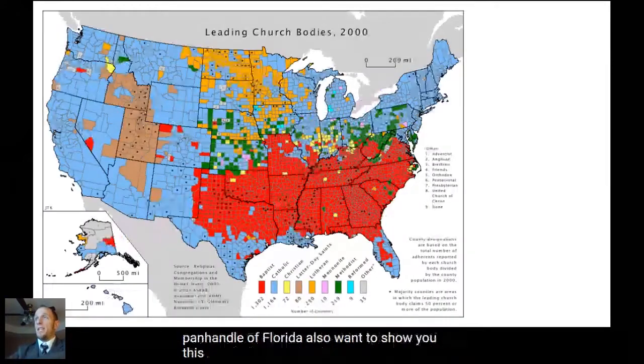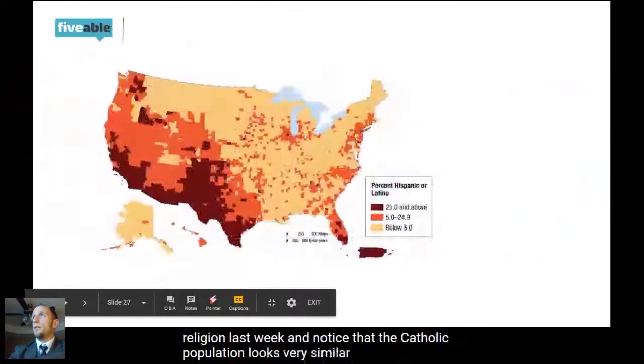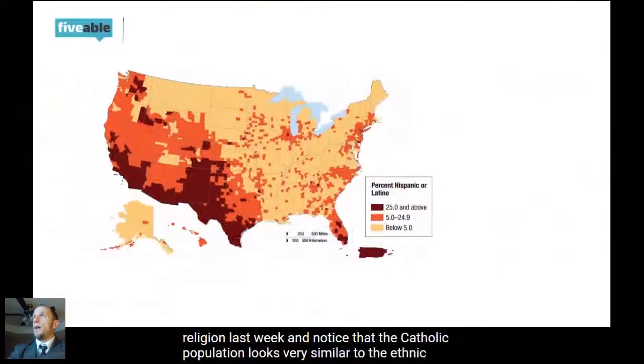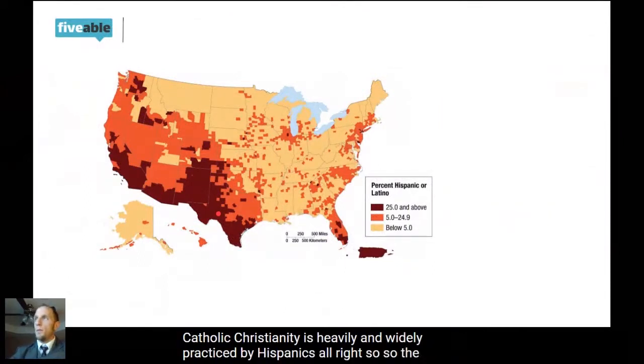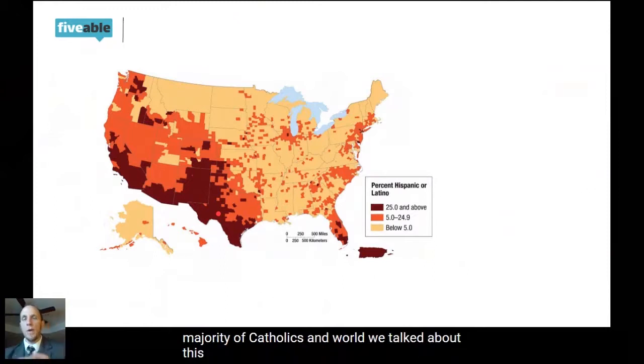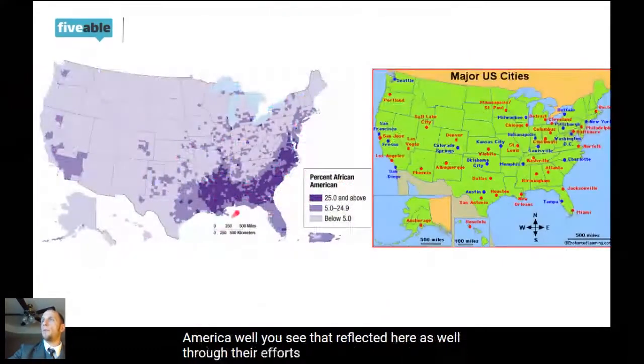I also want to show you this because remember we were talking about religion last week, and notice that the Catholic population looks very similar to the ethnic Hispanic population. Well, that's because Catholic Christianity is heavily and widely practiced by Hispanics. All right, the majority of Catholics in the world, we talked about this last week, live in Central and South America. Well, you see that reflected here as well through their ethnicity in the United States.